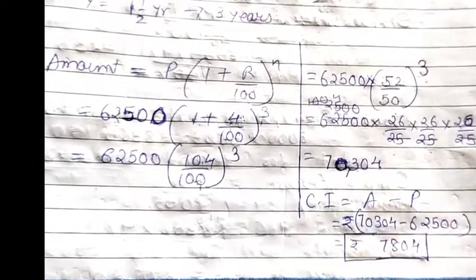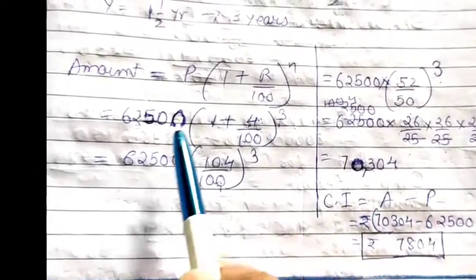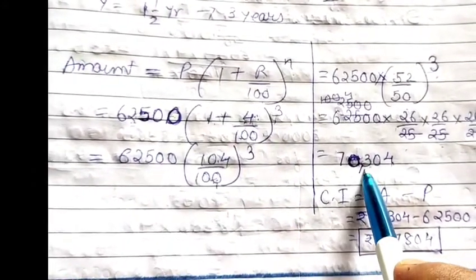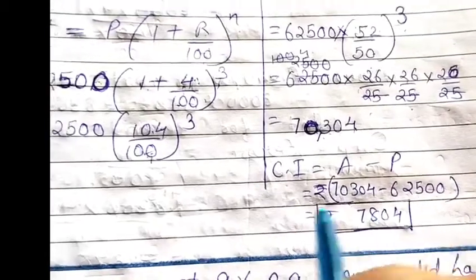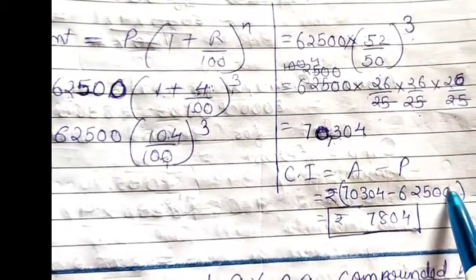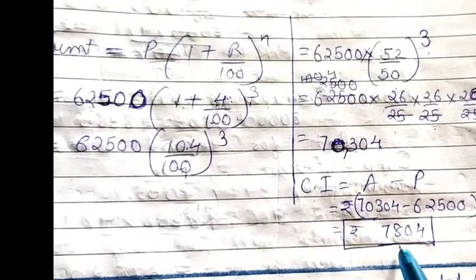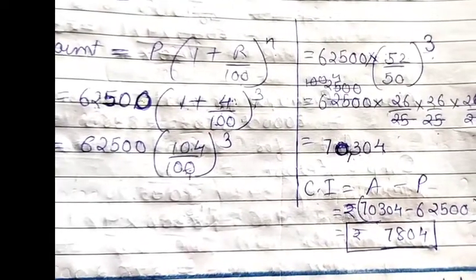So now to calculate the CI, that is A minus P, the amount which we found, that is 70,300, subtract 62,500 from it, which is the principal given in the question. The difference you will get is 7,804.